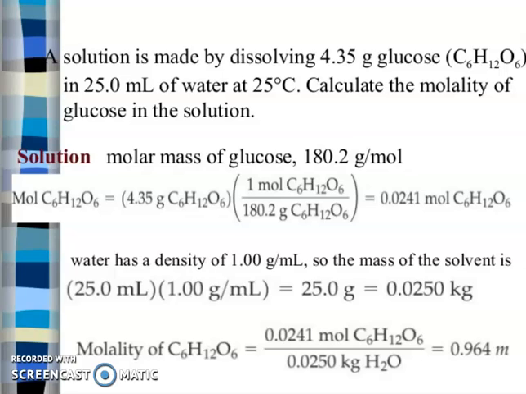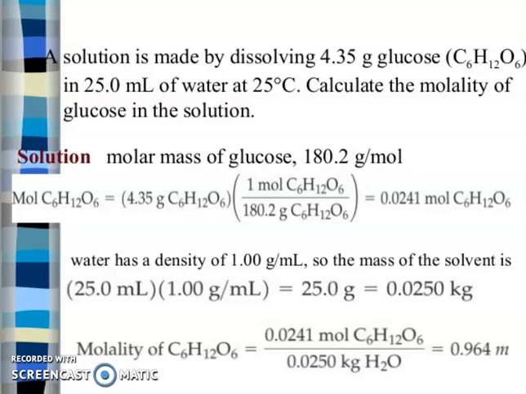So this is the question. A solution is made by dissolving 4.35 gram glucose, C6H12O6, in 25.0 milliliter of water at 25 degrees Celsius. Calculate the molality of glucose in the solution. Molar mass of glucose is 180.2 gram per mole. So moles of glucose: 4.35 gram glucose multiplied by 1 mole of glucose divided by 180.2 grams C6H12O6, you will get 0.0241 moles C6H12O6. Water has a density of 1 gram per milliliter.